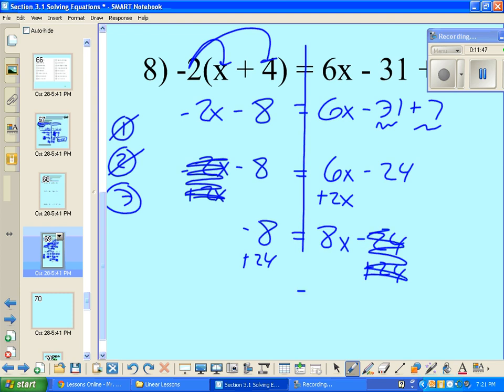That'll get rid of the 24s. Now I've got 8x on this side. On the other side, I have 16. Divide both sides by 8. x equals 2. Again, that problem had a little bit of everything.